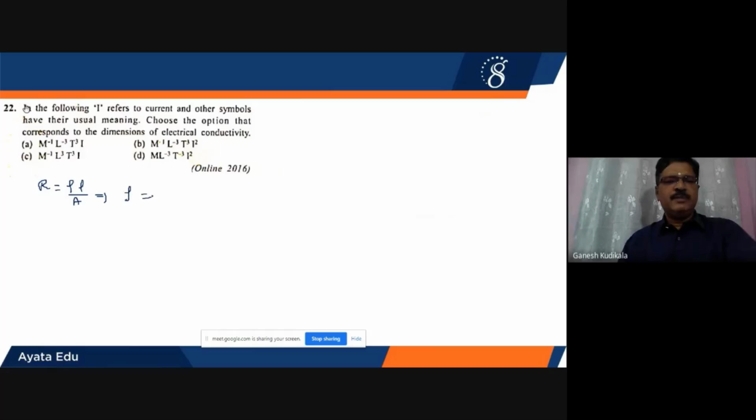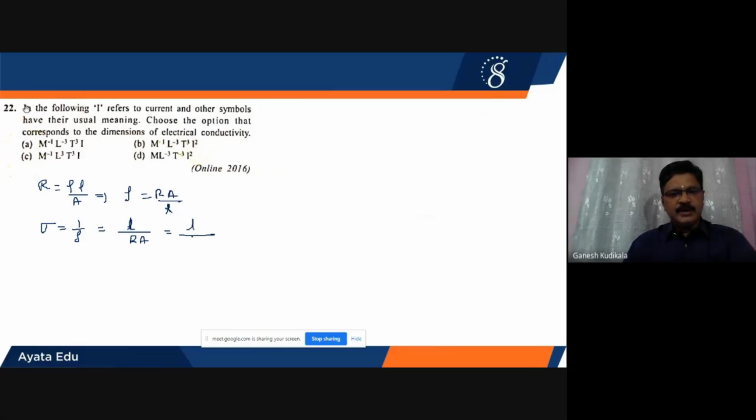Therefore, resistivity rho is equal to RA by L. Now, conductivity is the reciprocal of resistivity. Therefore, it is L by RA. So the formula for the conductivity will be mentioned in terms of the known parameters. Now, L by A is constant, R is resistance.